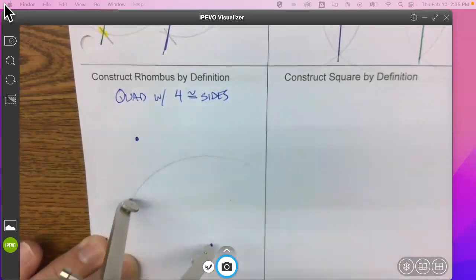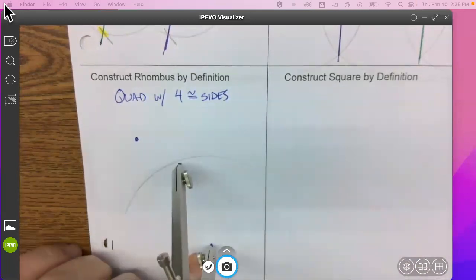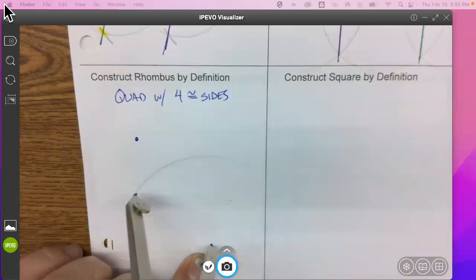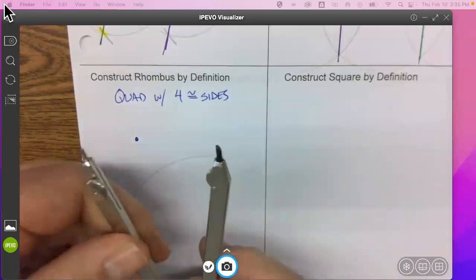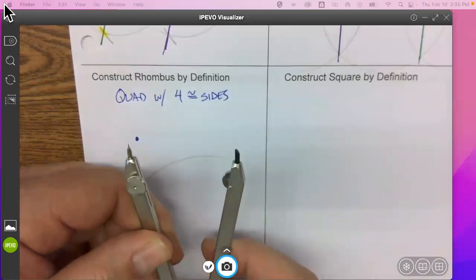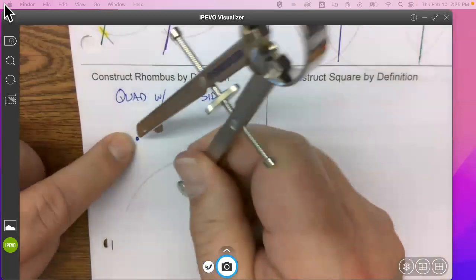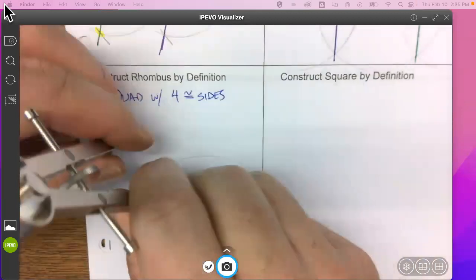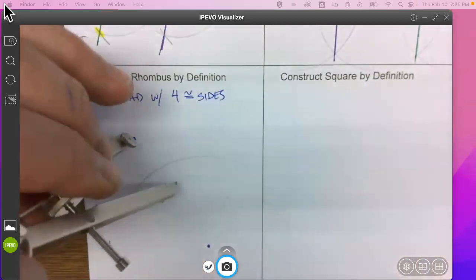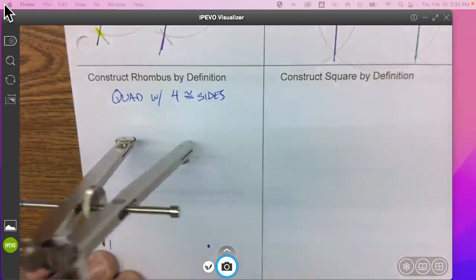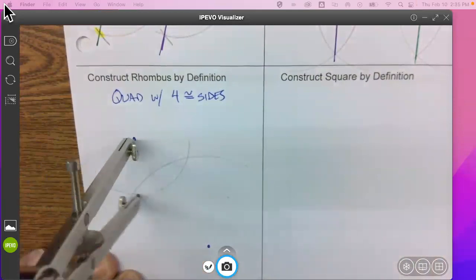Can we agree that every single point along this arc is the same distance away from this lower point? Right? That's what a circle is. It's all the same distance from this central point. Pick up your compass, reduce the radius, make it smaller, and move now to the upper point. I'm going to make it much smaller. I still have to make sure it goes over my previously drawn arc, but that's all it's got to do.